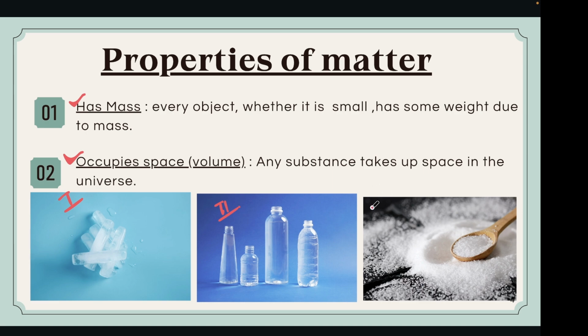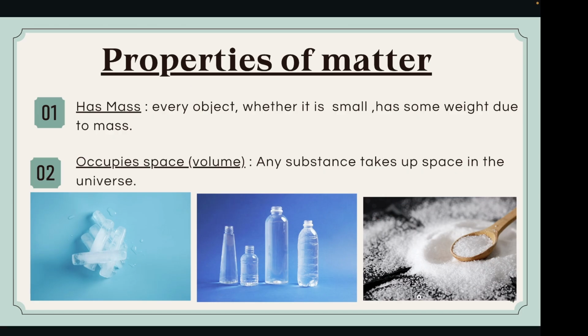In the third picture, here you can see there's a small amount of salt. It is solid. It is made up of tiny grains. It has a definite shape and size. Each grain can dissolve in water. So solubility is another physical property. We will discuss it later.